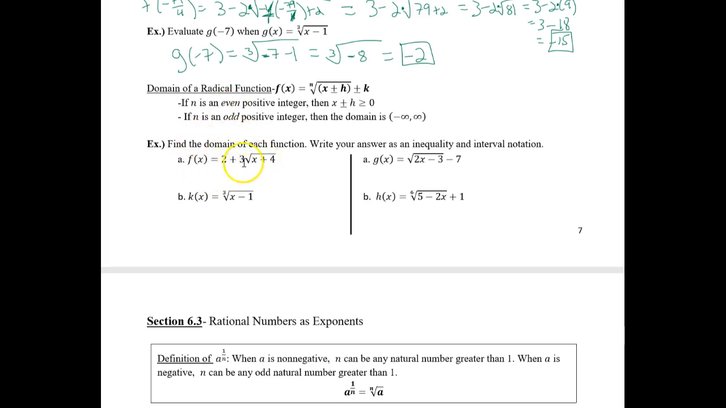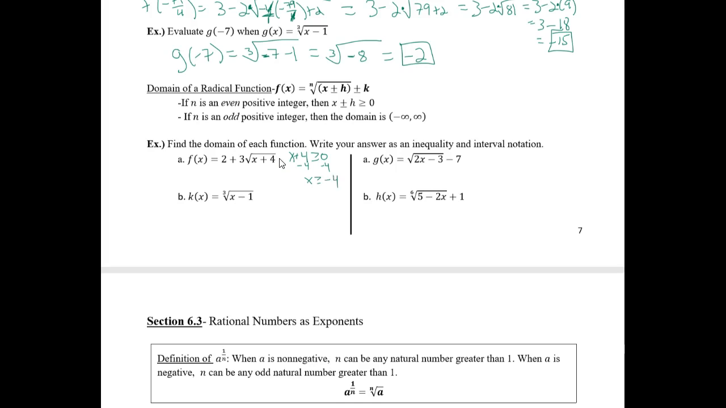The first one here has f of x equals 2 plus 3 times the square root of x plus 4. That 2 plus 3 times the radical do not change the domain. It's all about what's underneath the radical and the index. So this is a square root. Square roots, we cannot take the square root of a negative number. So that quantity, x plus 4, has to be greater than or equal to 0. We've done this previously. So in this case, x has to be greater than or equal to negative 4.